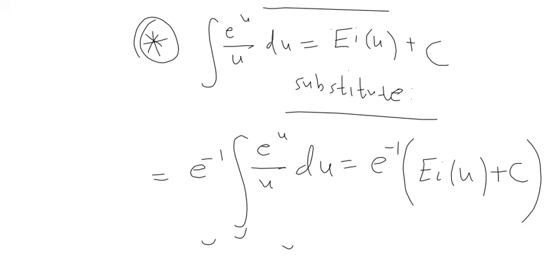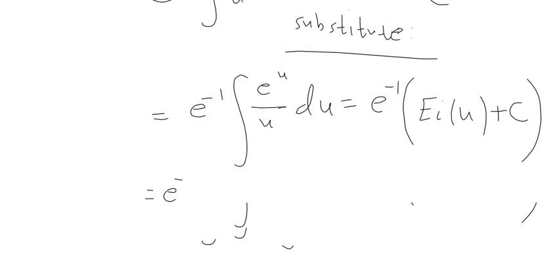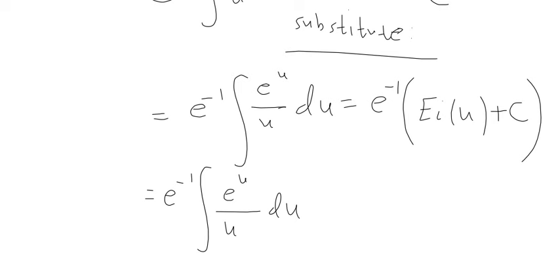All right, so now we have this. So what do we do from here? Well, there isn't anything else that we can do except for writing this out. So the integral of e to the u all over u du is equal to e to the negative 1 capital Ei of u plus c.